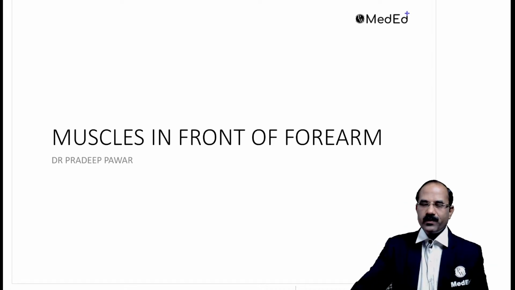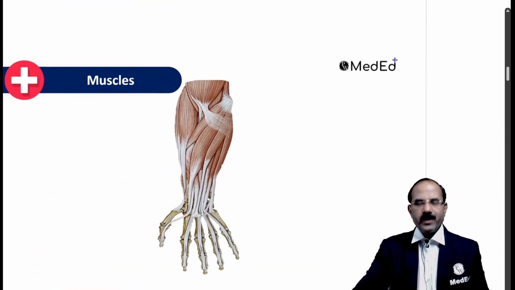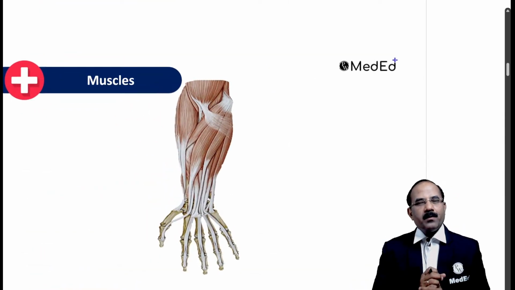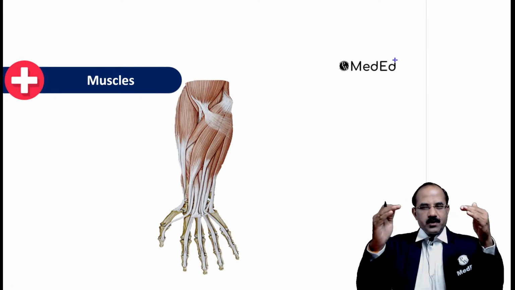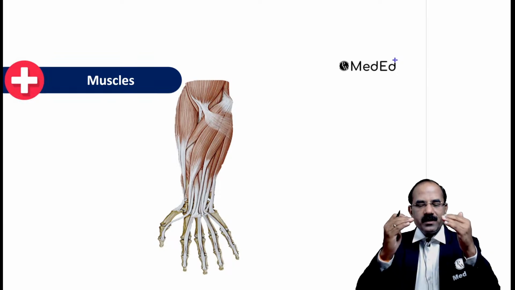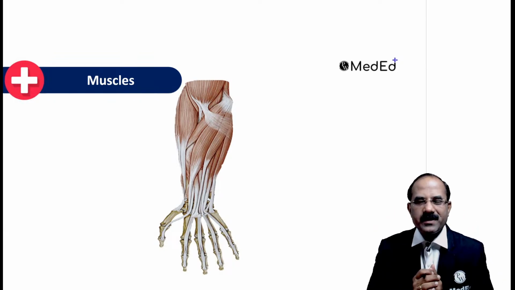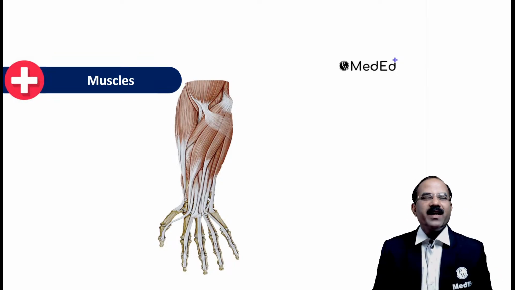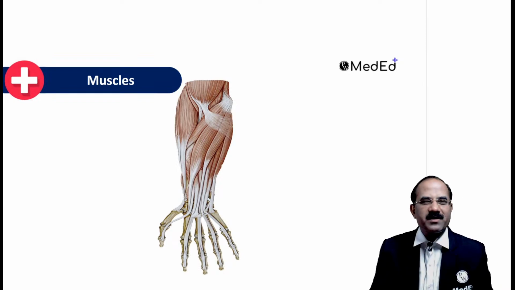Muscles in the front of the forearm. Now, students, muscles in the front of the forearm, a very important MCQ topic. Muscles in the front of the forearm are divided into three sets. One is the superficial set, the intermediate set, and the deep set. Now let us understand the superficial muscles. Students, there are 5 superficial muscles.